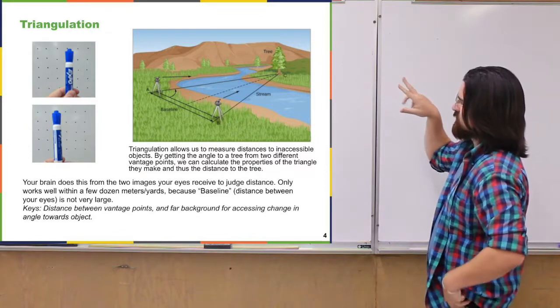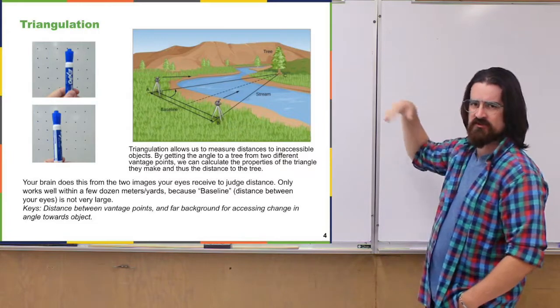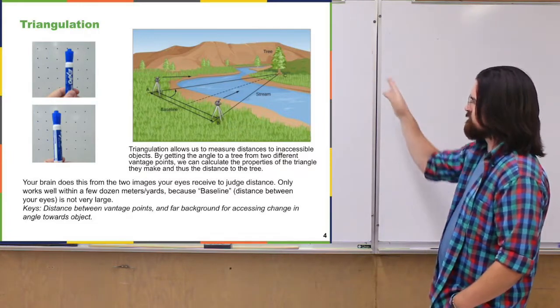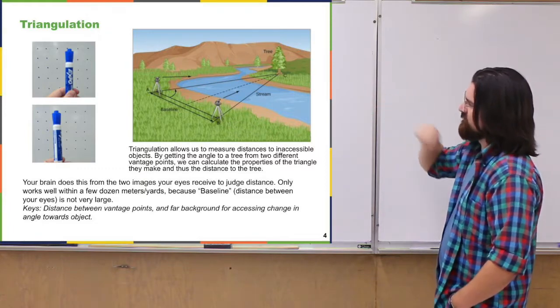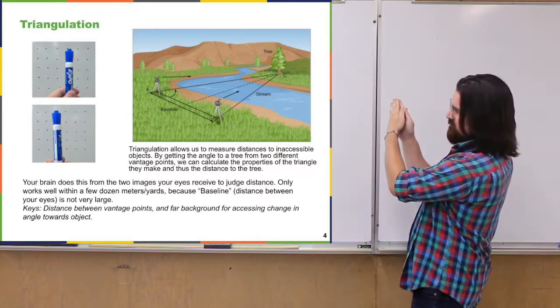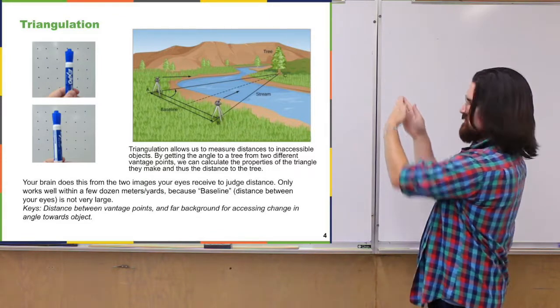So in this image, you're trying to determine, say, the distance to a tree. And there's a river in between. You can't just walk out paces or lay down a tape measure or something, right? What you can do is observe the object from two different vantage points, A and B, and measure the difference in angle between those two vantage points to that tree.